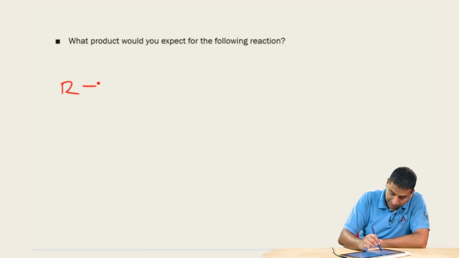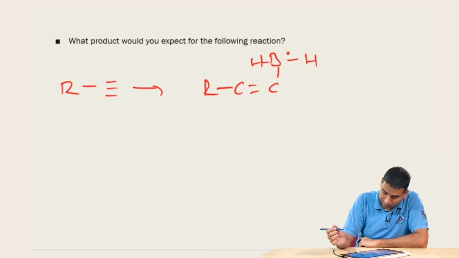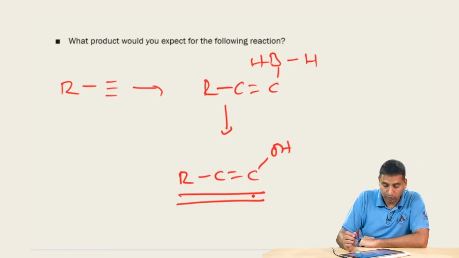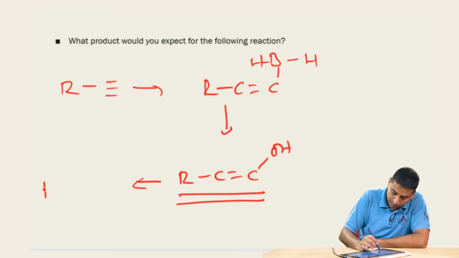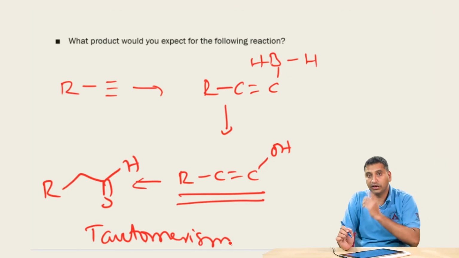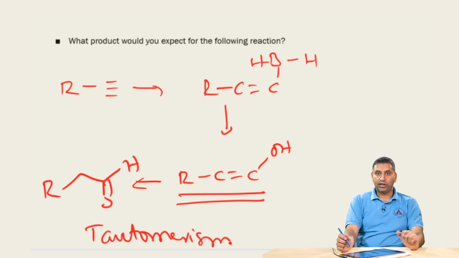So, to an alkyne you would end up with R C double bond C with BH2 intermediate that is formed, which then is oxidized to give you R C double bond C OH. So, this is nothing but an enol and it is going to tautomerize to give you the aldehyde. Therefore, what we would expect is addition of BH2 to an alkyne would give you an aldehyde.